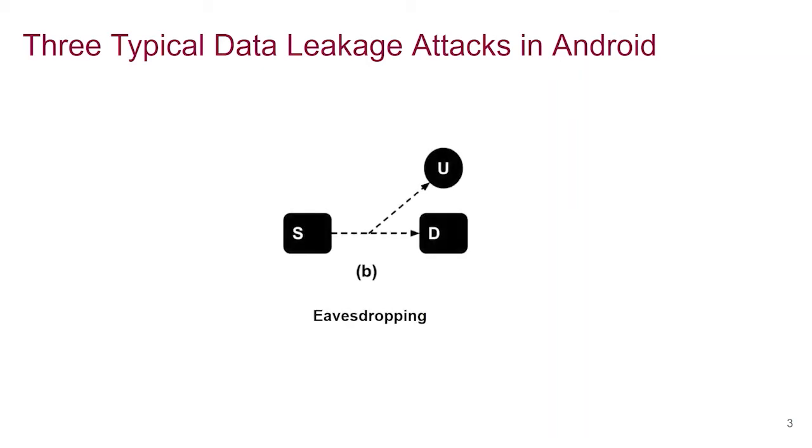Second, eavesdropping. That is, S broadcasts its data to several apps through implicit intent. However, an untrusted app U also receives this data.